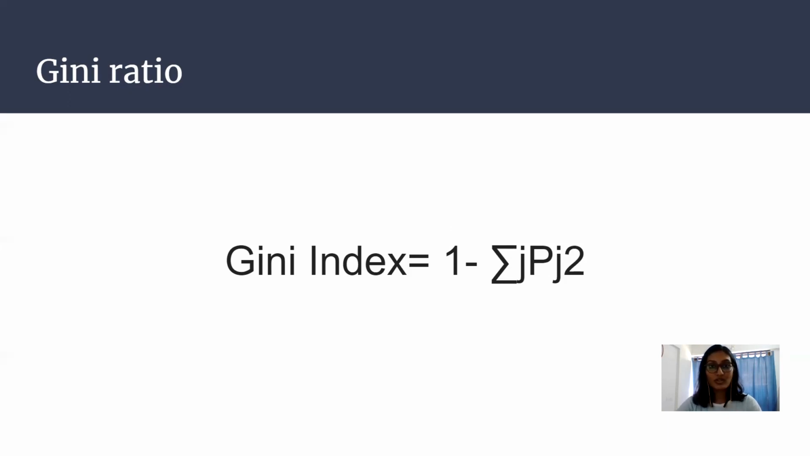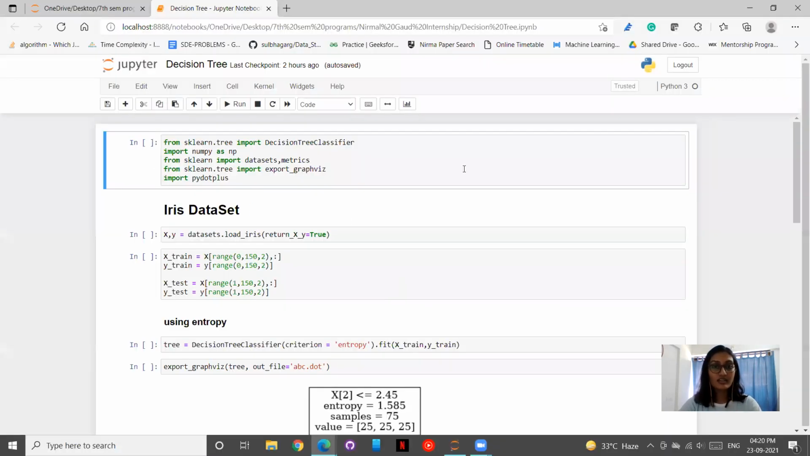Next, we'll be moving forward to the code and understanding the whole math that we have discussed. First of all, we'll be importing all the necessary libraries. The classifier in Scikit-learn that we'll be using is known as DecisionTreeClassifier. We are importing metrics so as to evaluate our model, datasets to load iris, then export_graphviz and pyplot to visualize the tree that we are making.